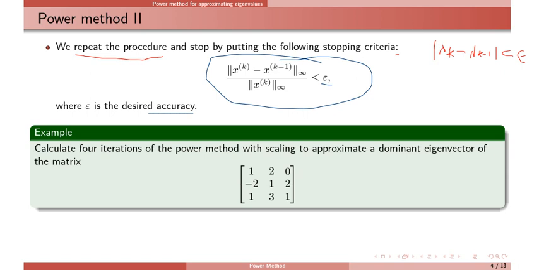For example, the question is: calculate 4 iterations of the power method with scaling to calculate the dominant eigenvalue and eigenvector. They both come in pairs, so if you find the eigenvalue, then you also find the eigenvector. This is the given 3 by 3 matrix A. It has three eigenvalues, and we need to pick the largest one by using the power method.